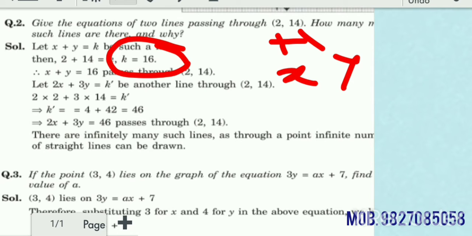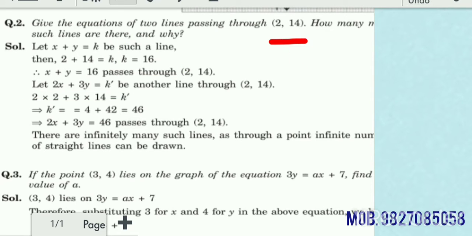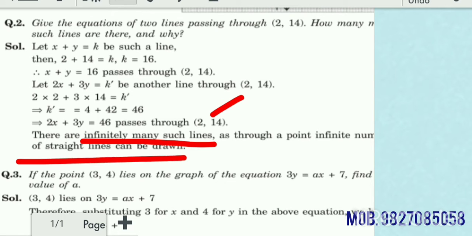Again, let 2x plus 3y is equal to k dash, which is passing through (2, 14). So now the value of k dash we get is 46. Okay, so 2x plus 3y is equal to 46 is the line that is passing through the point (2, 14). There are infinitely many such lines, because in this way we can find many, infinitely many lines that pass through it. Okay, so this can be a straight line.